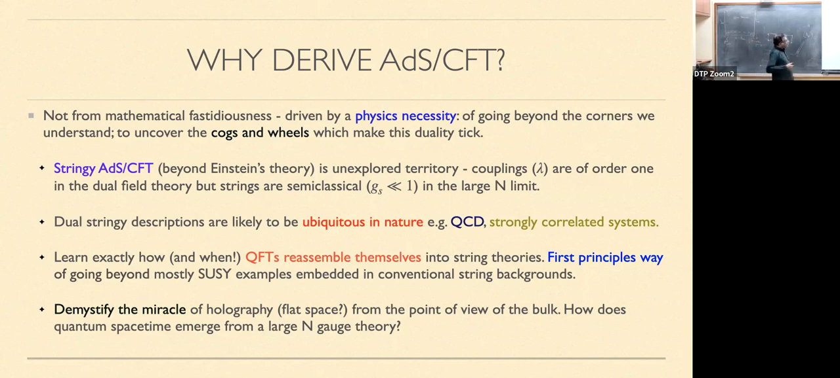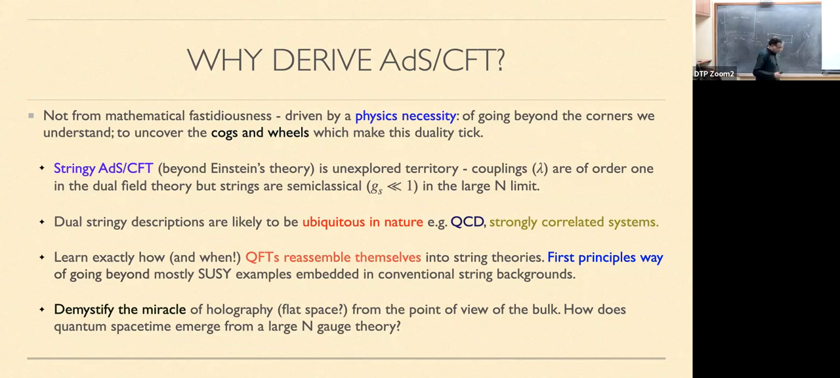And this is the regime where maybe a string description of something like QCD or some strongly interacting condensed matter systems are likely to be. There is no particular reason why they should be in the extremely strong coupling regime. So to learn how and when do quantum field theories reassemble themselves into string theories, or in what way are string-like excitations arising, like Maxwell or Faraday wanted, out of gauge theory, I think it's a very important imperative. And you need a first principles way of going beyond the examples that we have, which we arrived at thanks to our understanding of various aspects of branes.